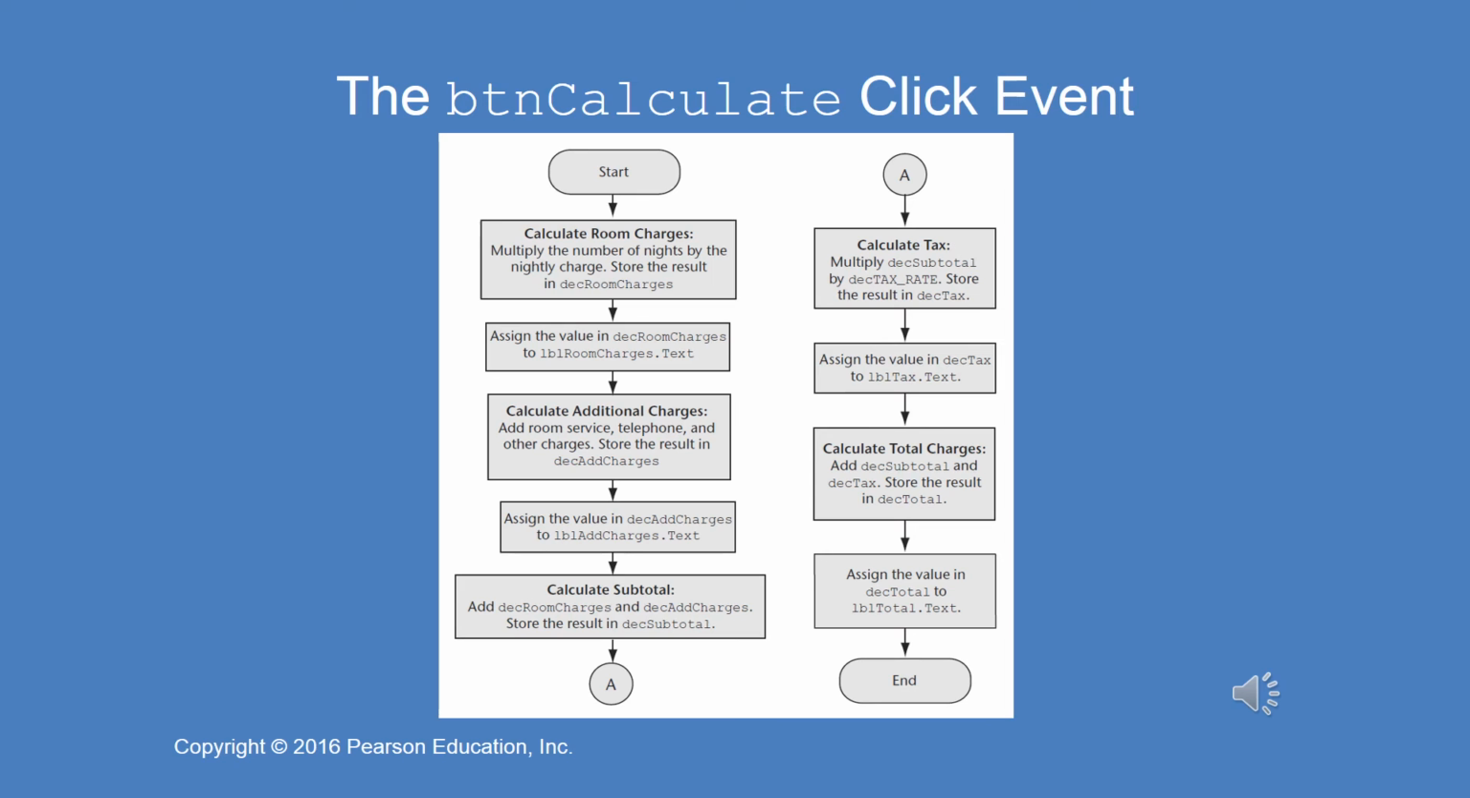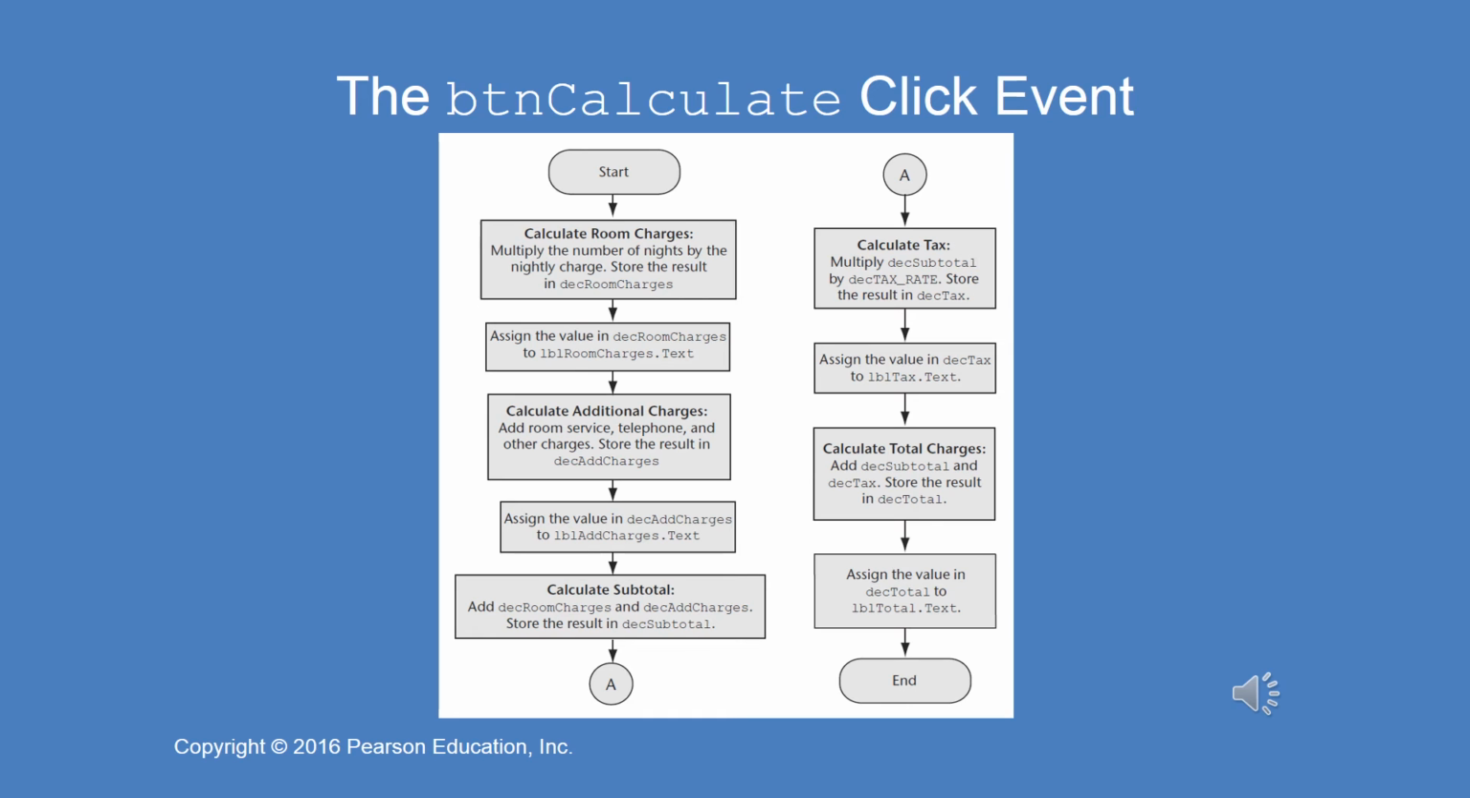Then you calculate your subtotal. You add the variable decimal room charges to decimal add charges, and you store the results in the variable decimal subtotal. Then you calculate the tax by multiplying the subtotal by the decimal tax rate and store the result in decimal tax. Most students get screwed up here. This is not the total. This is just the tax that gets added to the subtotal. Okay?